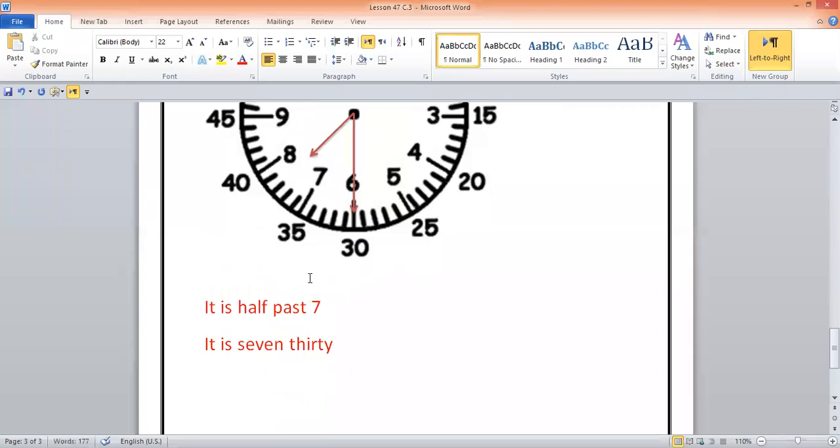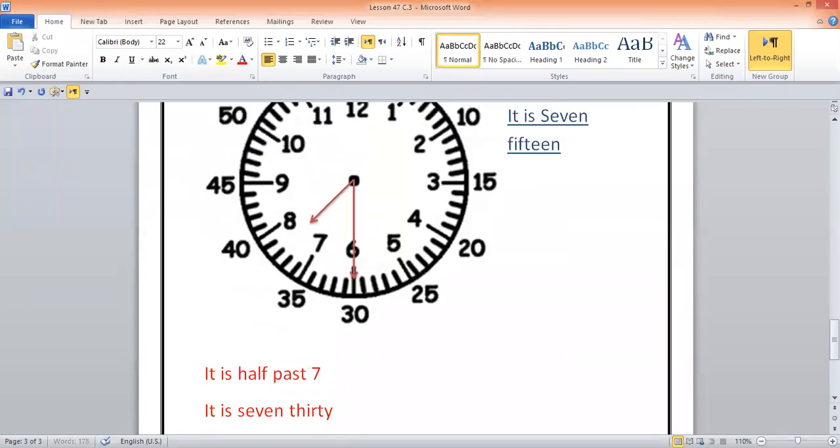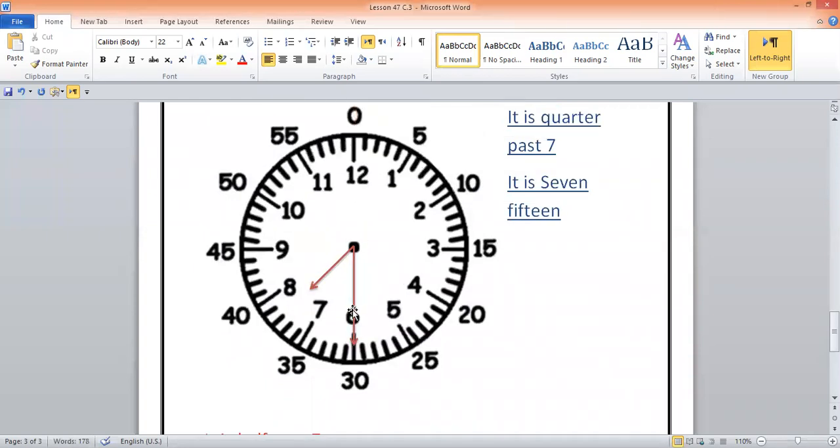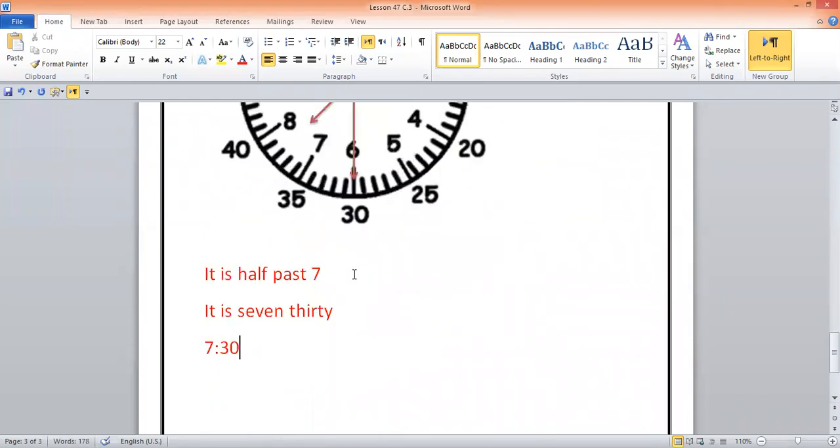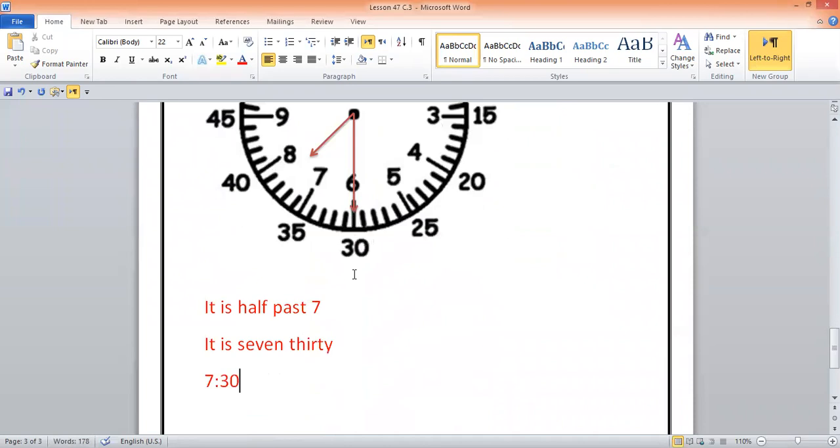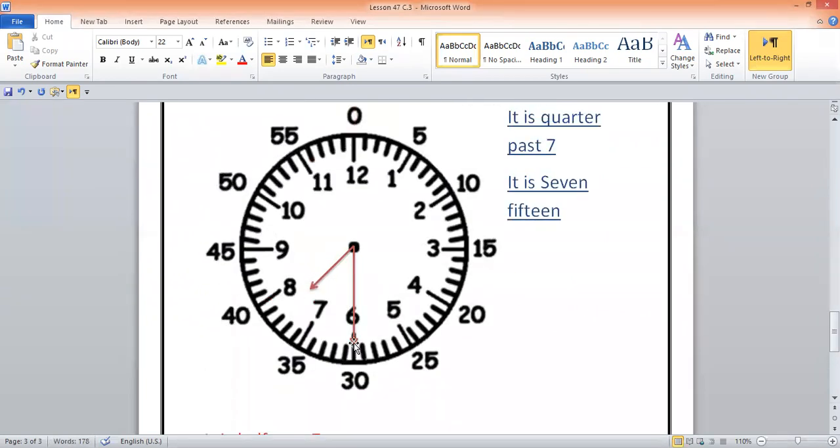It is 7:30. In numbers, how will you say it? 7:30. It is half past 7, or it is 7:30. Right? Let's suppose it comes to here.